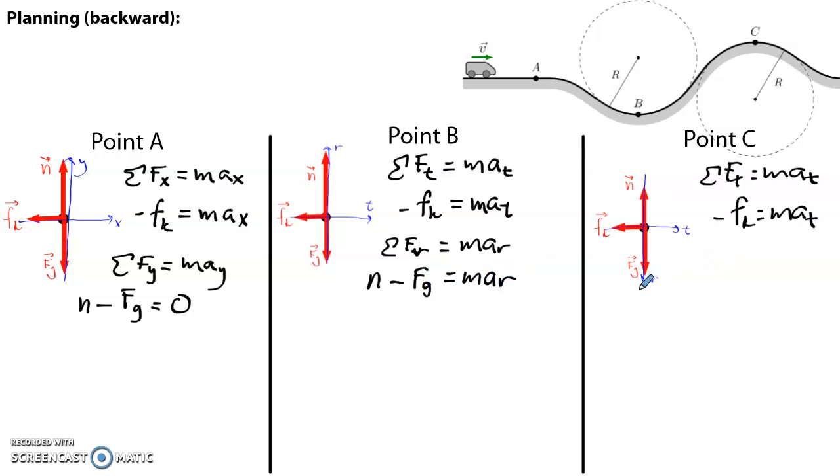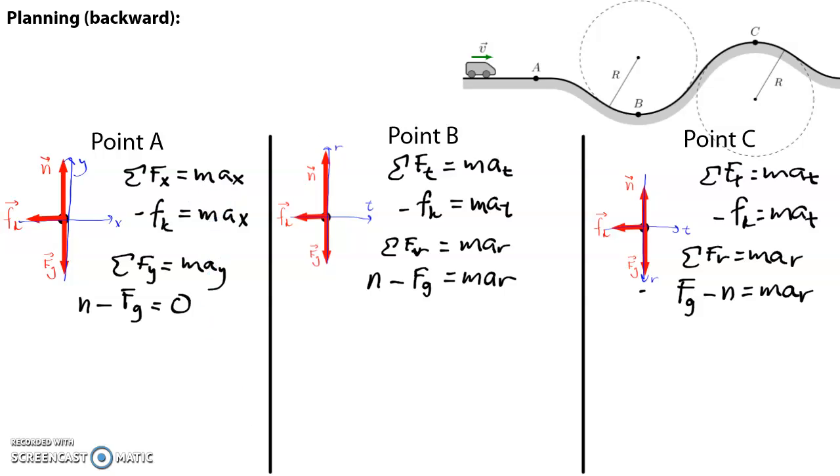While for the third case, the big difference is that r is now pointing down. So this means that when I do my sum of forces on the r-axis, which is equal to mass times centripetal acceleration, we know that fg is the positive one. So we'll have fg minus n is equal to m ar. From there, we have essentially everything we need.